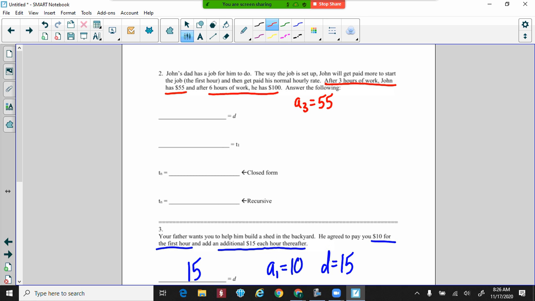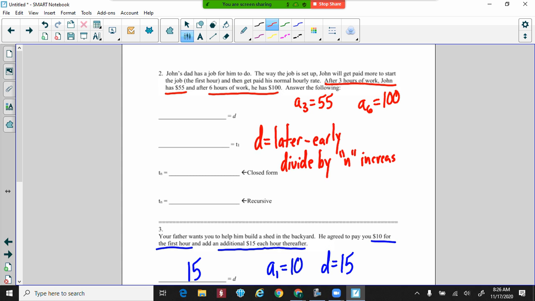After 6 hours of work, he'll get paid 100 bucks. So you're not given your first term, you're not given your common difference. So you have got to first find your common difference. To find your common difference, remember that it's the later term minus the early term. That's the first thing you do. And then you're going to divide by your increase. The later term is the term that's later in the sequence, which in this case is 100, minus the early term, which is 55, which gives me 45.